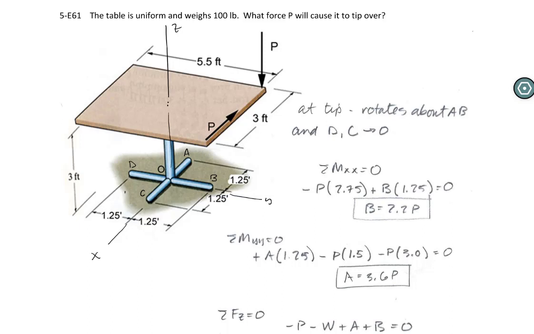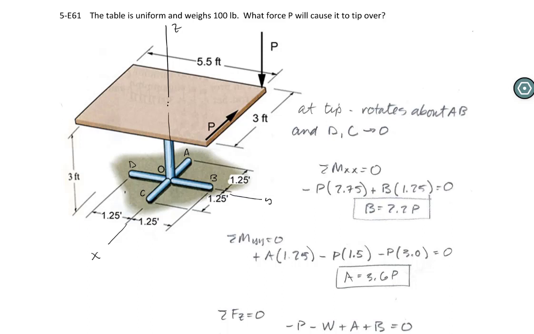All right, how can we resolve this? It's easiest to use moments about the axes, so let me just show you what we've got. First of all, let's go back to what happens. At tip, it's going to rotate about this axis, and that's going to be the AB axis. When that happens, the forces over here go to zero. In other words, as it rotates about this axis, the forces here, the reactions, equal zero. That's the important understanding about how it works. Now if we sum the moments about that axis, we can try to figure something out.